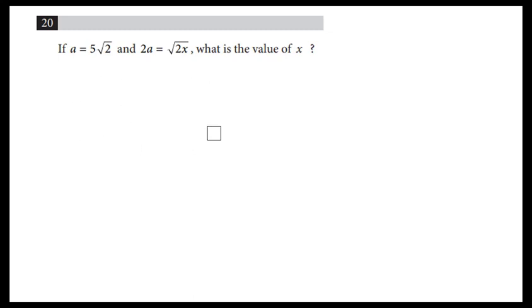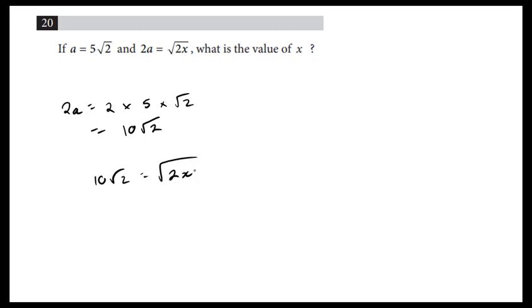So what does it say? It says a is equal to 5 times root 2. 2a equals this. Okay, so what is 2a going to equal? 2a is going to equal 2 times 5 times root 2. So when you multiply these things, you can only multiply whole numbers together and surds together. So this becomes 10 root 2. Okay, and then this is also equal to root 2 times x.